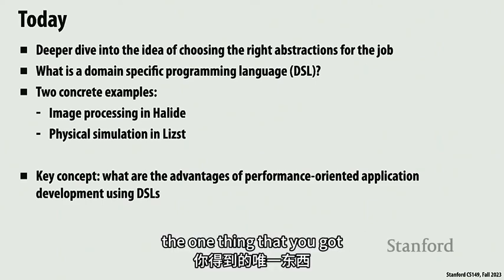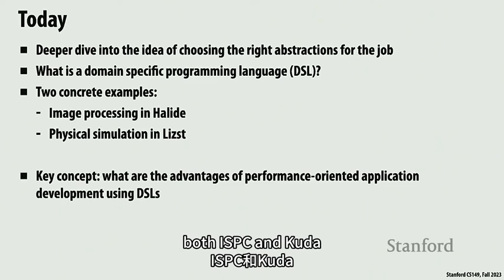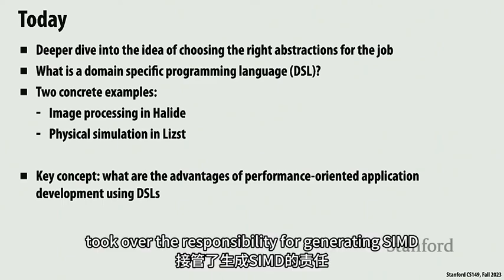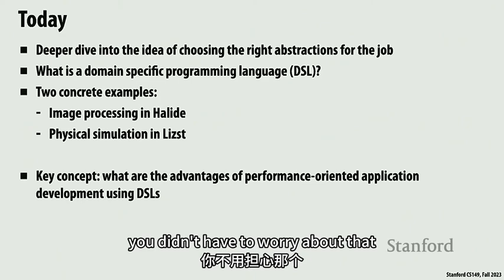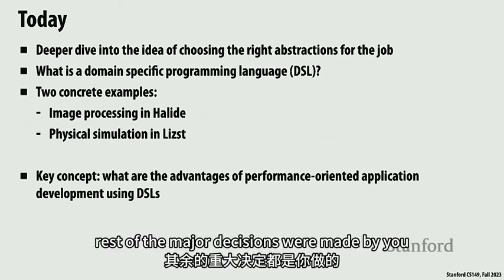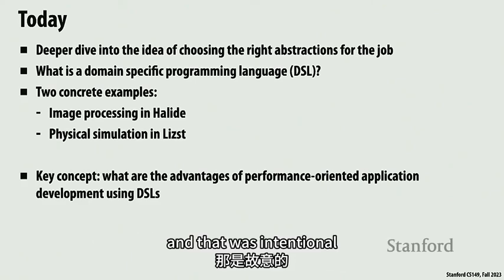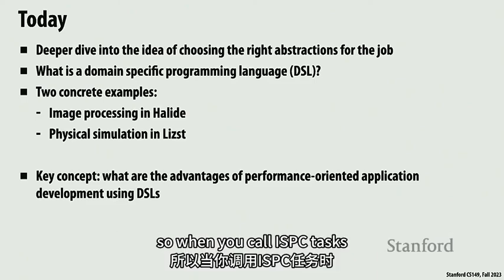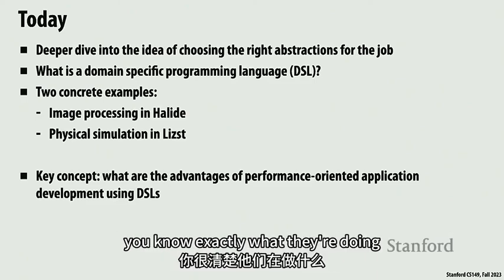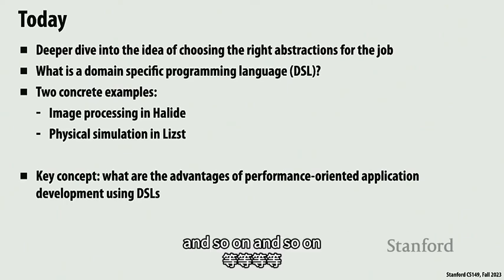Like the one thing that you got that was really convenient was both ISPC and CUDA basically took over the responsibility for generating SIMD instructions for you. At the very least, you didn't have to worry about that. But most of the rest of the major decisions were made by you, and that was intentional. You now know how a thread pool might be implemented, so when you call ISPC tasks, you know exactly what they're doing, and so on and so on.